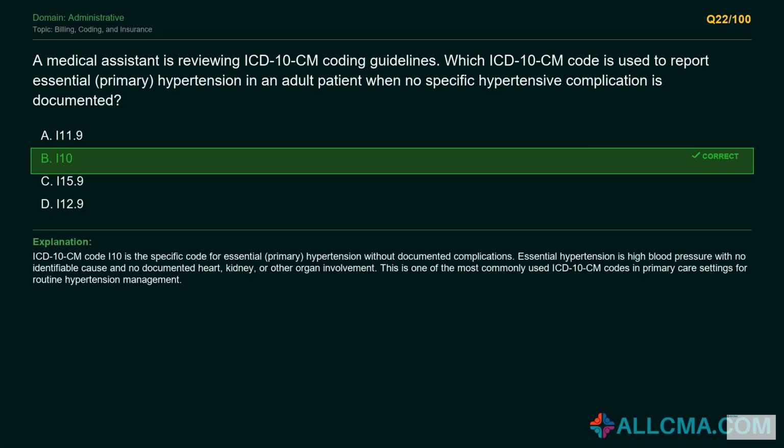The correct answer is B. ICD-10-CM code I10 is the specific code for essential, primary hypertension without documented complications. Essential hypertension is high blood pressure with no identifiable cause and no documented heart, kidney, or other organ involvement. This is one of the most commonly used ICD-10-CM codes in primary care settings for routine hypertension management.